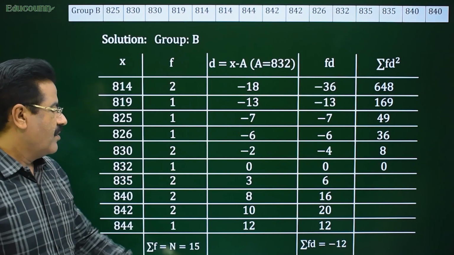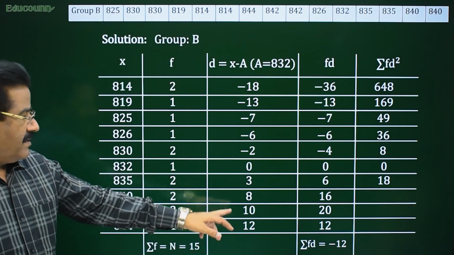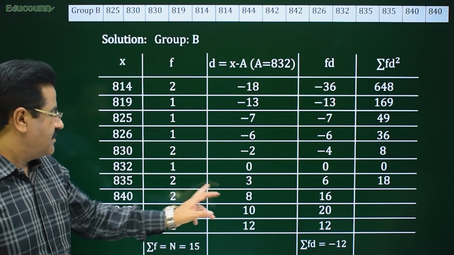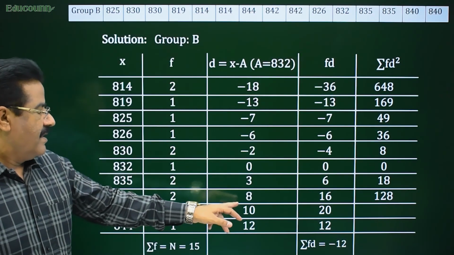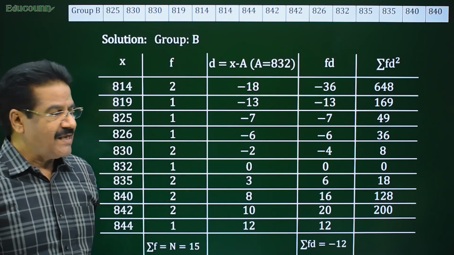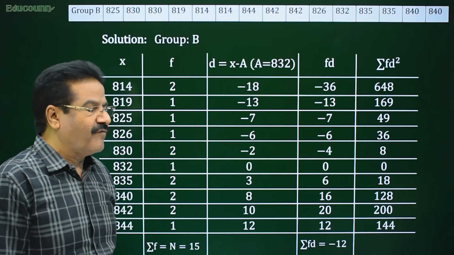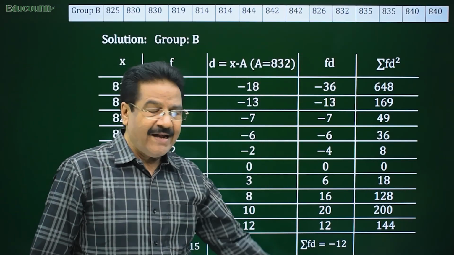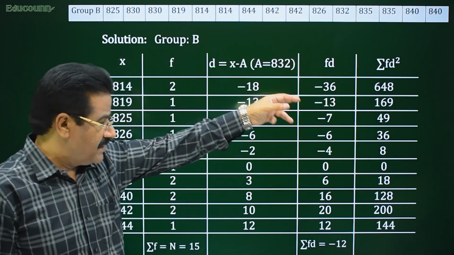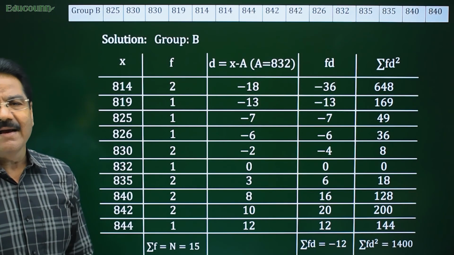Next must be 0. 3 square is 9, 9 into 2, 18. 8 square is 64, 64 into 2, 128. 10 square is 100, 100 into 2, 200. 12 square is 144, into 1, that is 144. Do the addition using a calculator and we get summation of FD square as 1400.